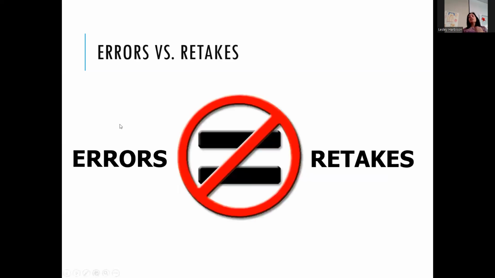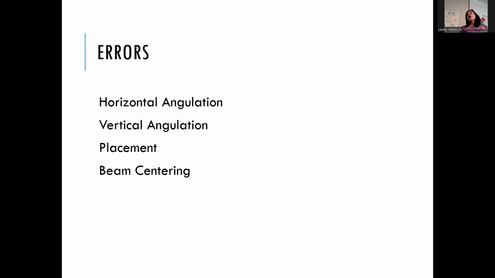Okay, so errors does not necessarily mean retake, and I think we've stated that pretty plainly. So the errors to review: horizontal angulation, basically opening, whether the contacts are open or closed. You will mark an error for horizontal angulation no matter how much there is, but you will only retake it if it's more than 1/3 into the enamel.